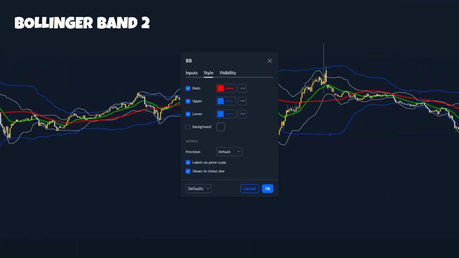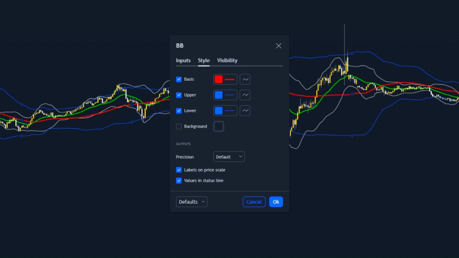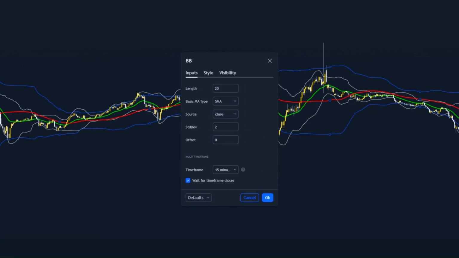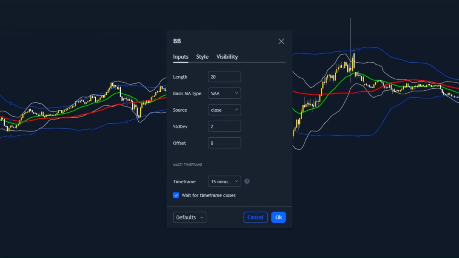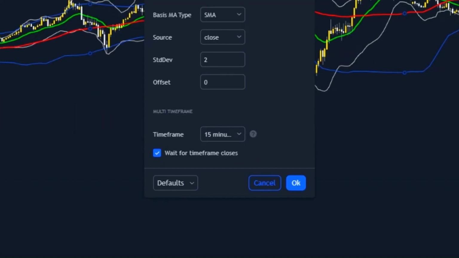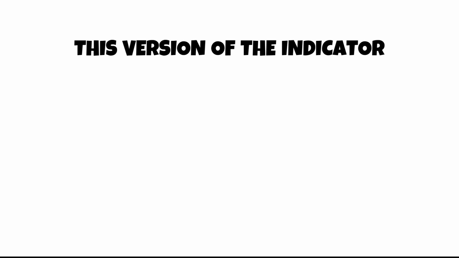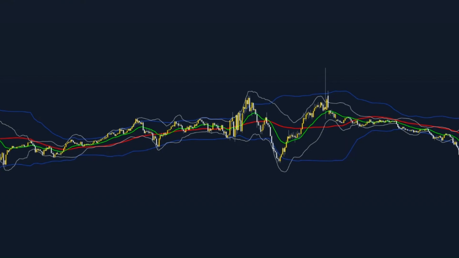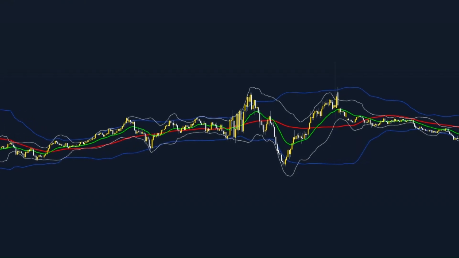And for the second Bollinger Band indicator, I've gone for the basis as red, and then for the upper and lower, I've picked blue, removed the background, and then on the inputs, I have left all of the numbers the same, but I have changed the basis MA type to SMA, which is smoothed moving average, and on the time frame, I have changed it to 15 minutes. This means that this version of the indicator will be targeting the 15-minute chart, even though we're on the 5. So I'm now going to show you exactly how to take buys and sells.